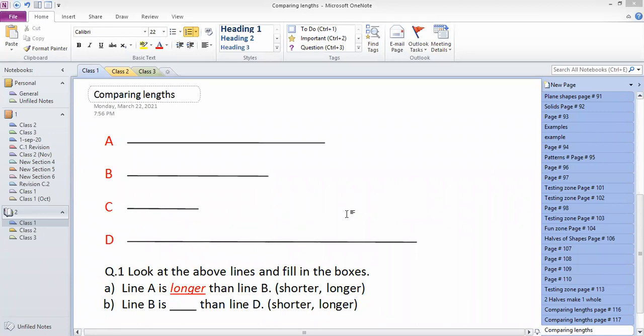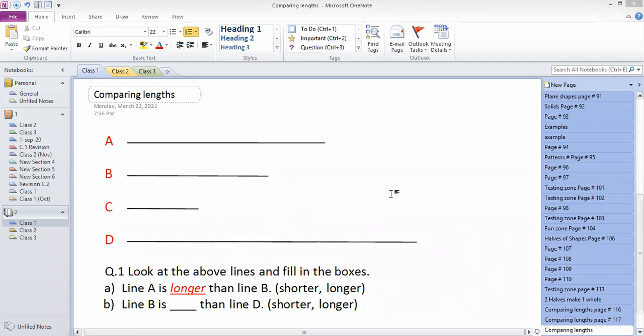Soleh. Yes, sir. Line B is dash then line D. I am asking, line B is dash then line D, shorter or longer? Check B. B is shorter than D or longer than D? Shorter than. Okay, that's very good.